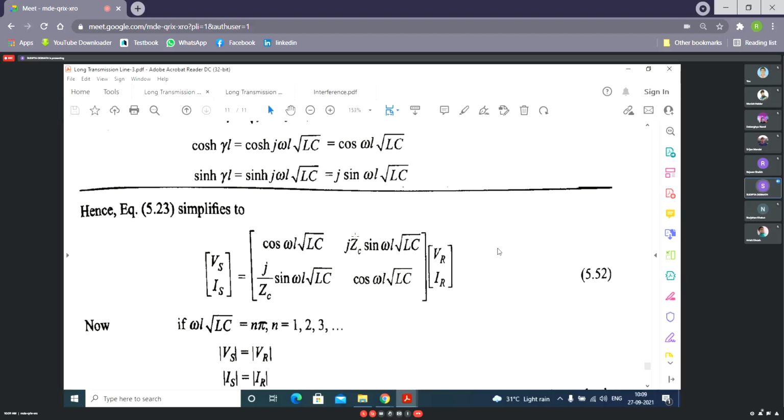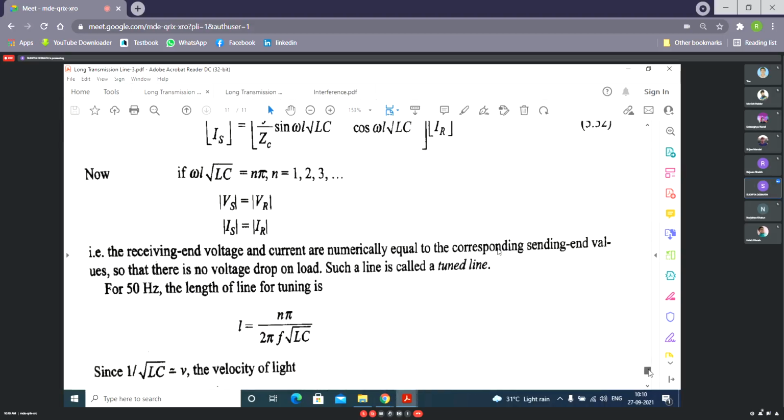What is Vs? Vs equals Vr into this one. This one is either 1 or -1. So either Vs equals Vr or Vs equals -Vr, but the magnitude of Vs is always equal to the magnitude of Vr. Similarly, for the second expression, this term becomes 0. So Is becomes Ir into this one. This may be 1 or -1. But the magnitude of Is is always equal to the magnitude of Ir. Okay. So in tuned power lines, the magnitudes of voltage and current at the sending end and receiving end are equal.